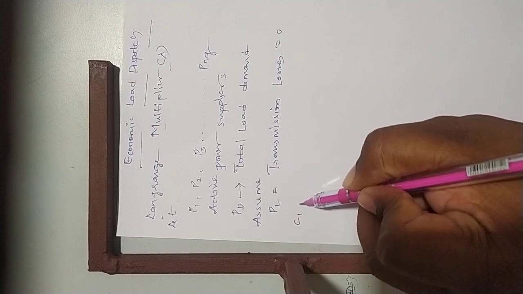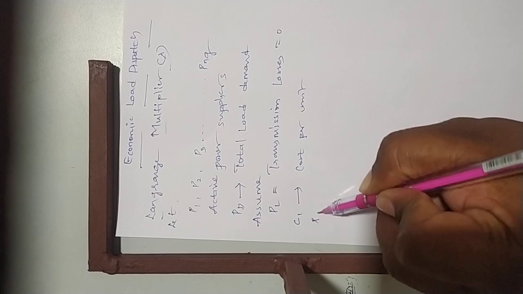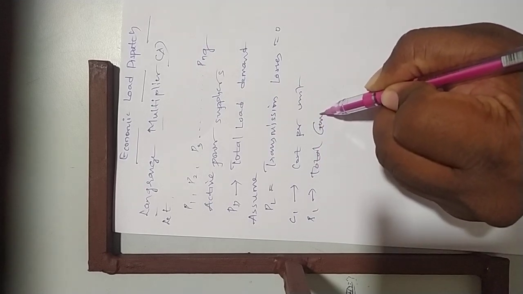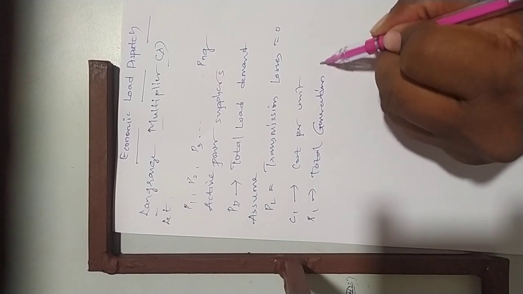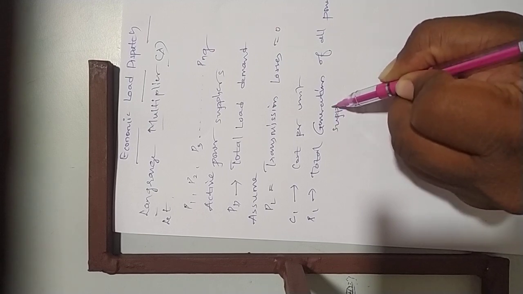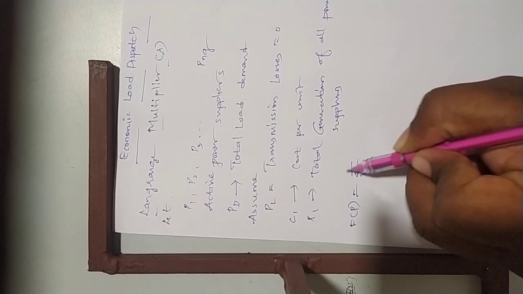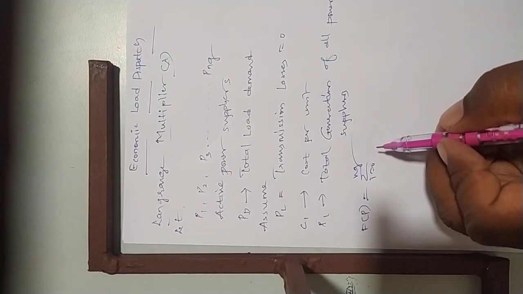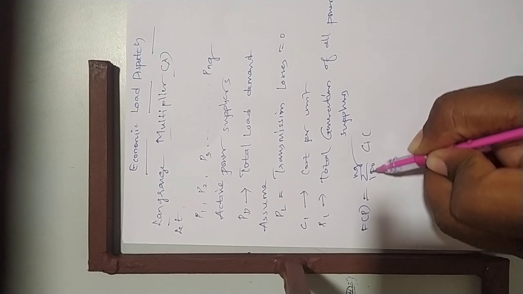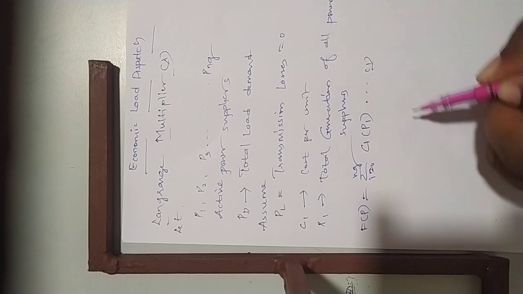Okay, so now if Ci is the cost per unit, and P is the total generation of all the active power suppliers, then the total cost is the summation over i of Ci into Pi. Assume it as equation 1.